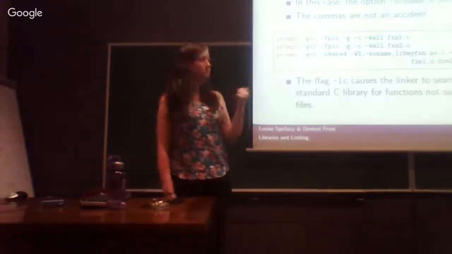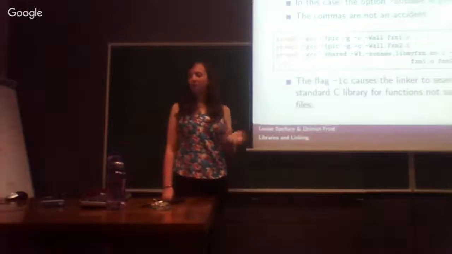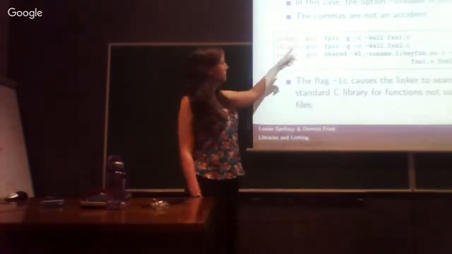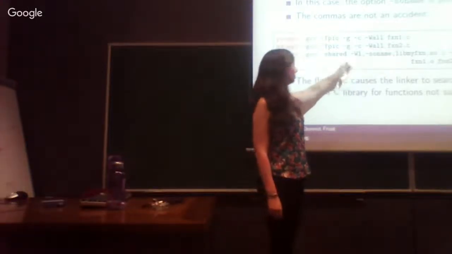So -Wl passes options along to the linker. So in this case, it's passing the name of the SO along to the linker. So these commas are important. They're not there by mistake. You don't put spaces between them.